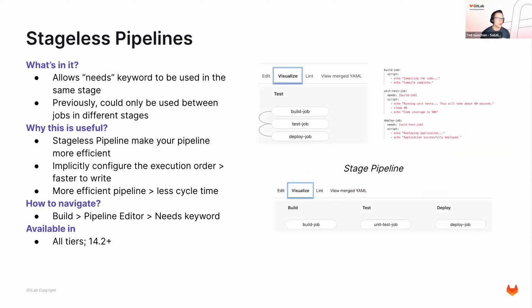One thing to also mention is that you can actually use the needs keyword within the same stage, which previously was not possible and only doable between different stages. This can be useful to make your pipelines more efficient, implicitly configuring the execution order, resulting in faster runs. Now, by improving the efficiency of our pipelines, we directly affect the cycle time. And all of this is available in GitLab 14.2 and beyond.